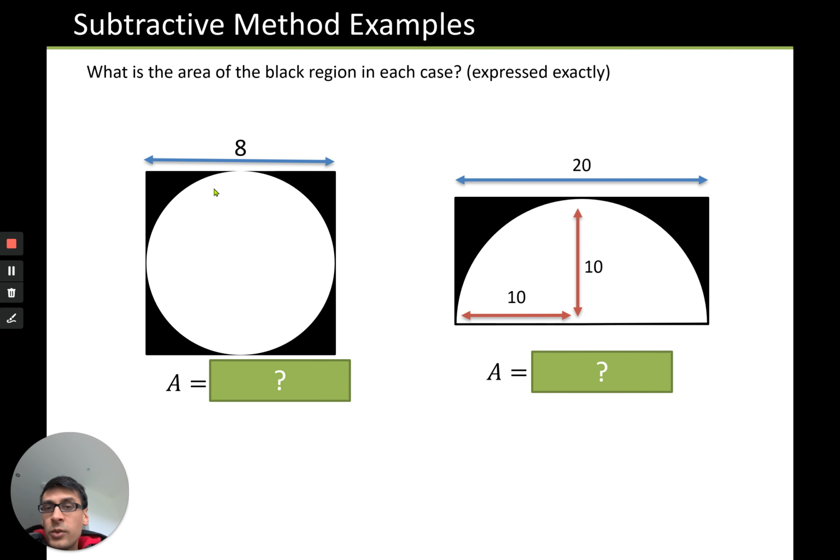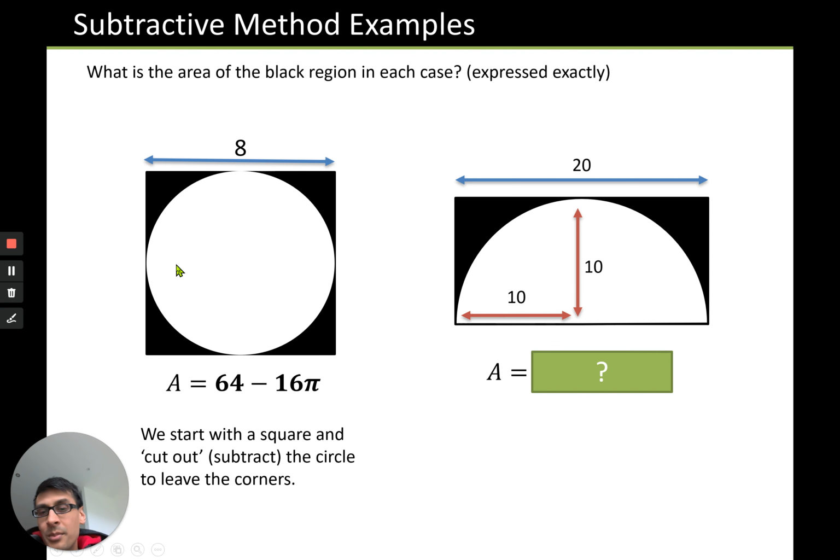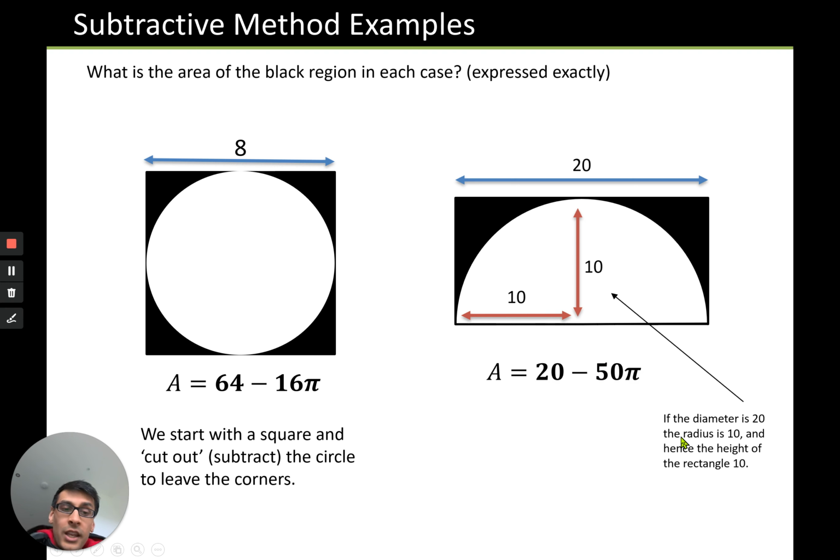These are fairly straightforward examples. On the worksheet, you'll see some harder ones. So here it's 64 take away 16 pi. You can leave that as exact, and then here the area is going to be 20 take away 50 pi.